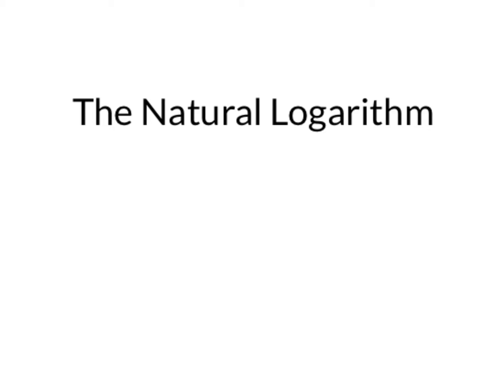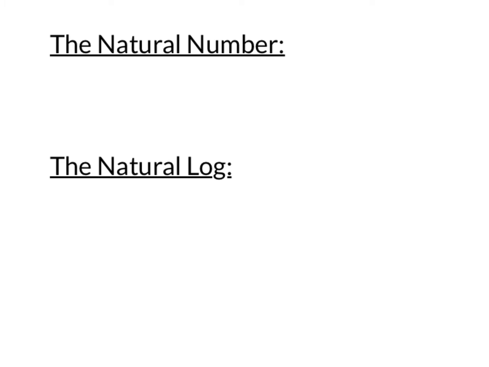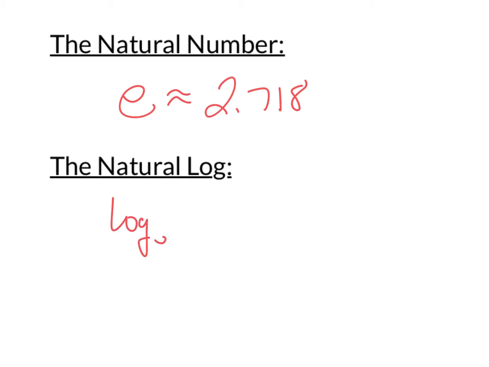The natural logarithm is another one of these special logs. Remember that we have Euler's natural number e, which is about equal to 2.718. So when we're talking about the natural log, that's going to be the log base e of some number. And how we denote that as being the natural log is using ln. So we would say ln of x, or the natural log of x.